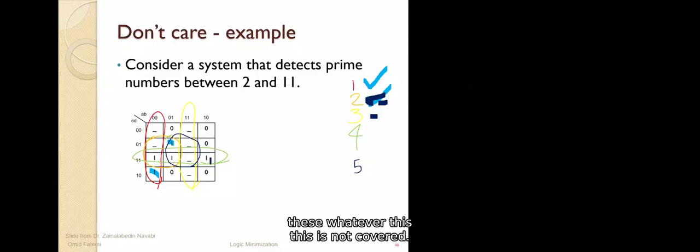Number 4. This, and what about this? This is not covered. So we have to select number 4. Number 5 is here. It has 2 ones, which are covered by something else, and it has 2 dashes, which we don't care about. So this is also not an essential. So we have only 2 essentials. We select these 2 essentials and see what is left.